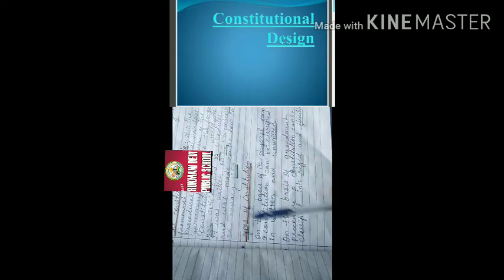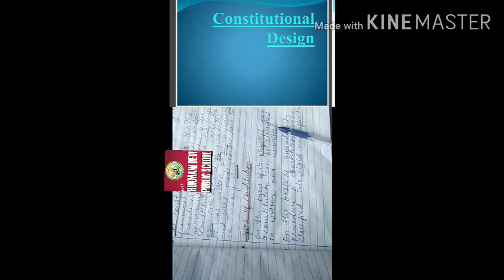So there are two types of constitutions. On the basis of the physical form, constitutions can be classified as written and unwritten constitutions, and on the basis of the amendment procedure, constitutions can be classified as rigid and flexible.